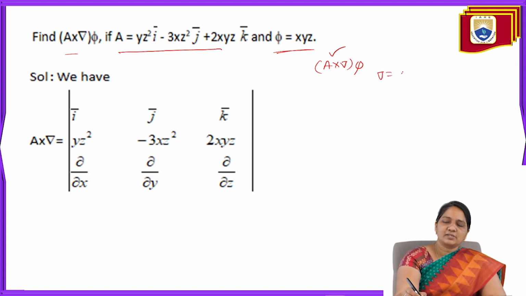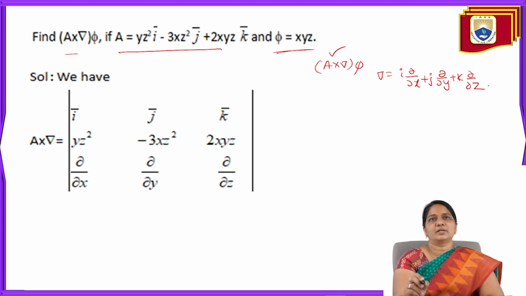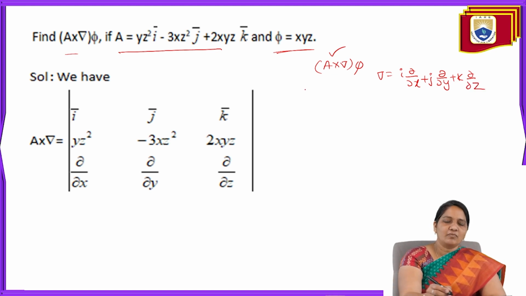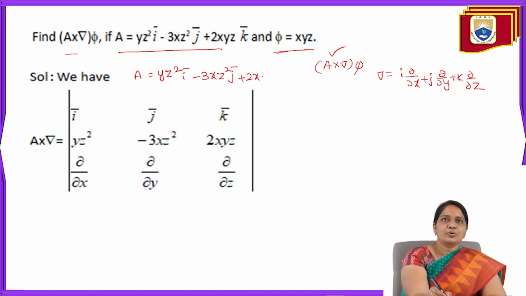So what is del? Del is i ∂/∂x plus j ∂/∂y plus k ∂/∂z. Now here, what is the given A? A equals yz² i bar minus 3xz² j bar plus 2xyz k bar. So now I am going to do the cross product A cross del. So i, j, k. The coefficients of A first: yz², minus 3xz², xyz.